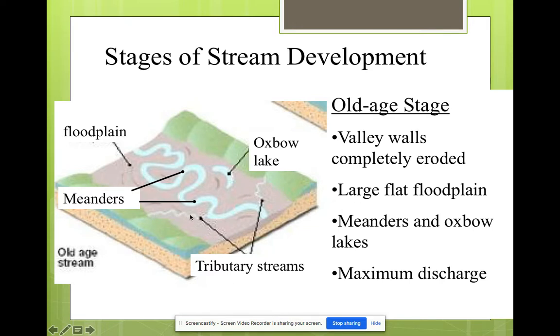We see tributary streams. They're little streams that lead into the river and add more water, because here at the later stage, the old age stage, is where there's maximum discharge, the most amount of water. Usually, right after this old age stage, this will lead into a larger body of water, kind of like the Passaic River leads into the Meadowlands, which eventually turns into the ocean. So this is the old age stage. It's the furthest away from the source. And it's the slowest. It moves really slow.